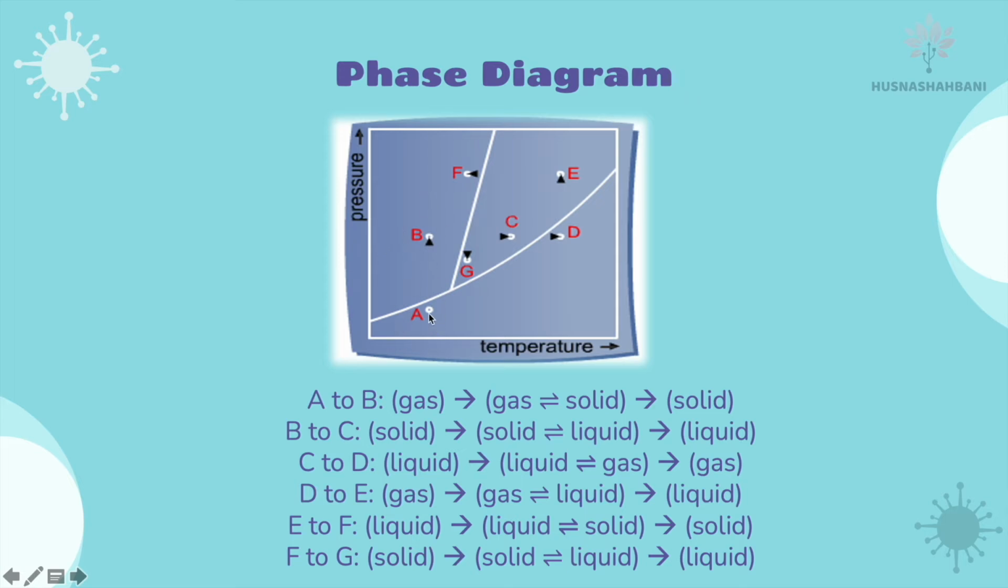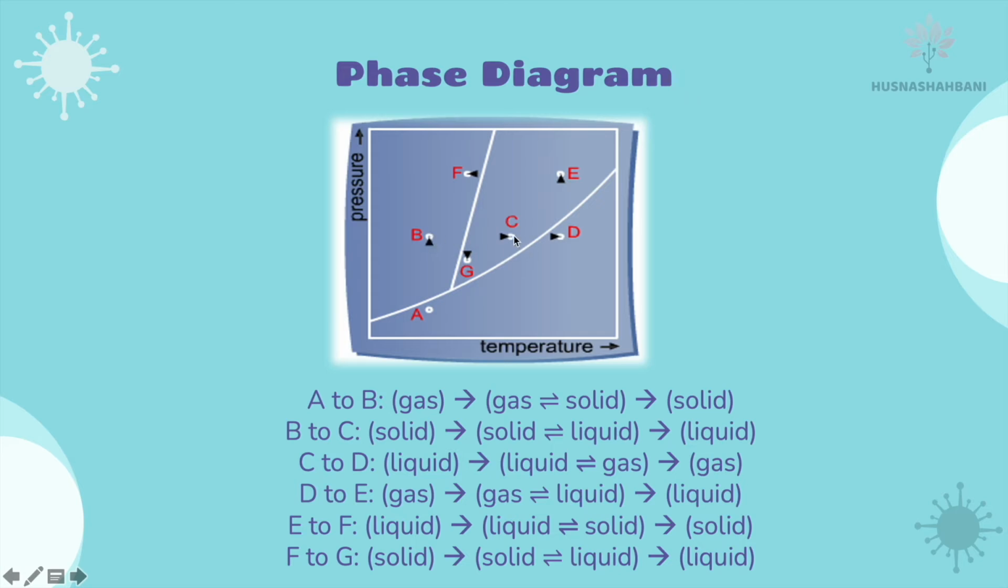So from A to B, here we know that this is the solid, liquid, and gas region. Solid region, liquid region, gas region. So from A to B means from gas to solid. So gas here, and then on the line, gas and solid, and any point above this line in this region to B is in solid form.